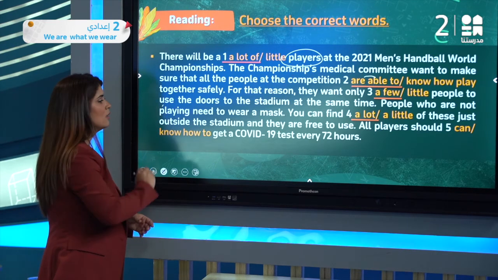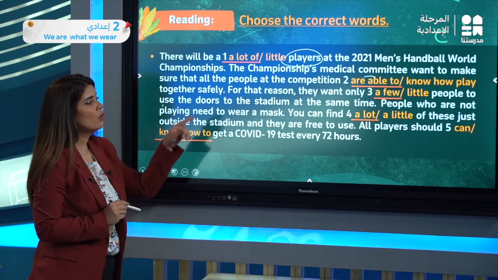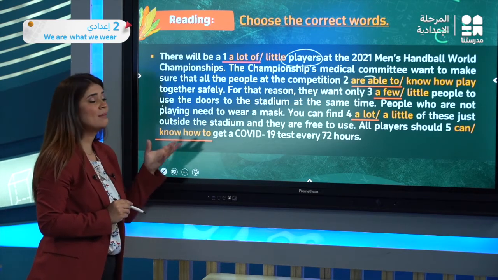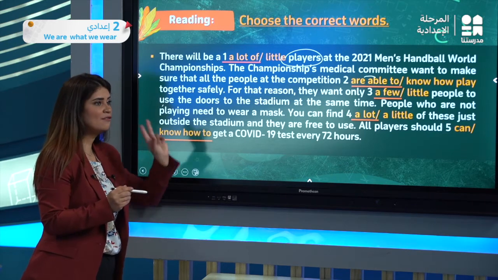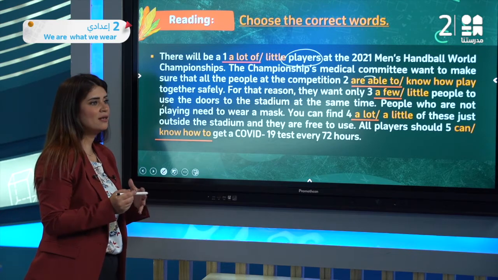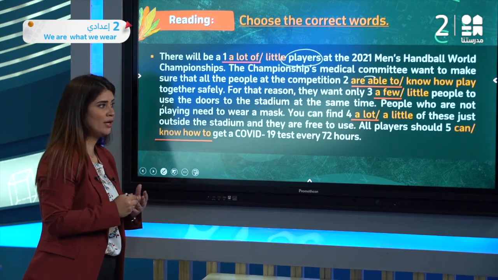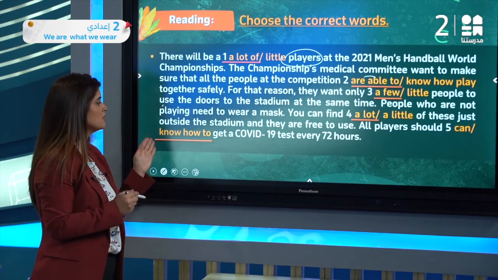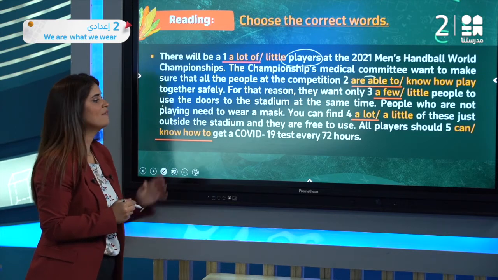Let's see the answer now. Okay, all players should know. لأن أنا ما ينفعش أقول should can. I can't have two modal verbs after each other. يعني ما ينفعش يبقى عندي should will or should can. This is totally incorrect in English, okay? That's why I add should plus infinitive plus how to and then infinitive verb.